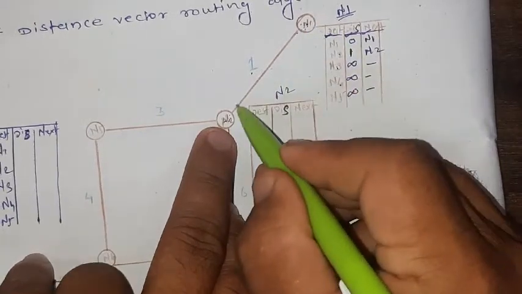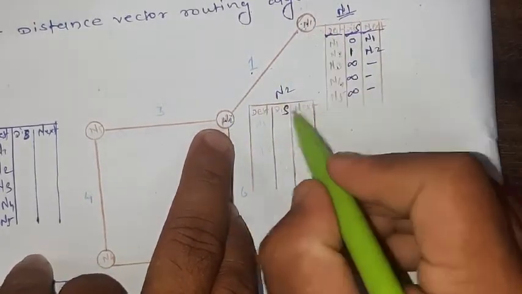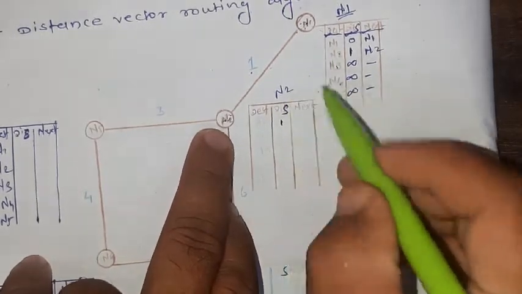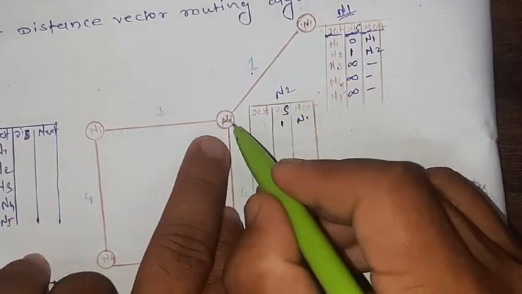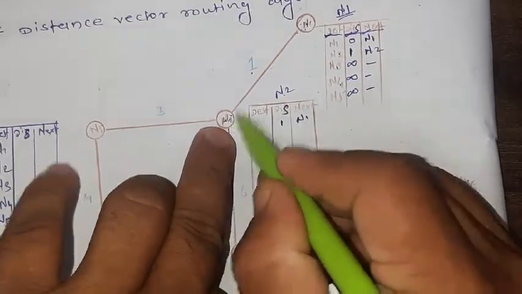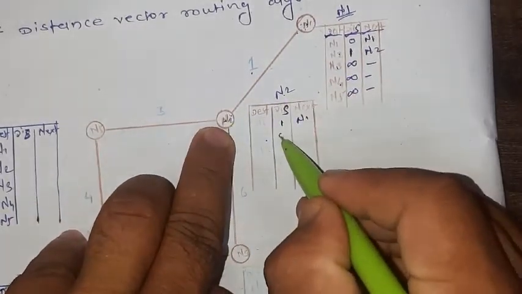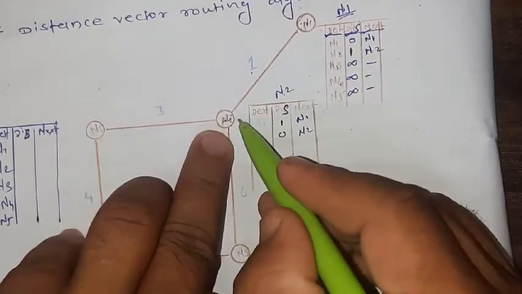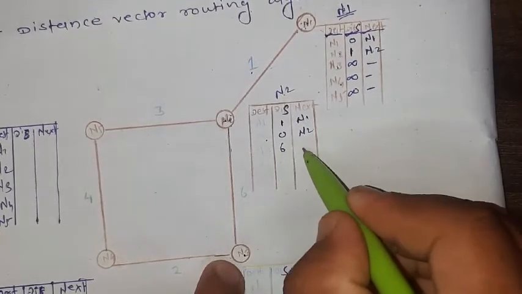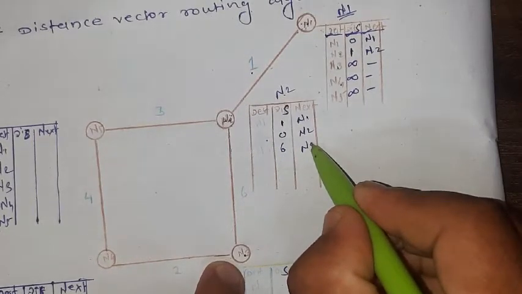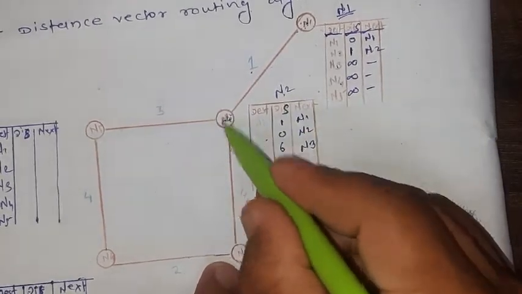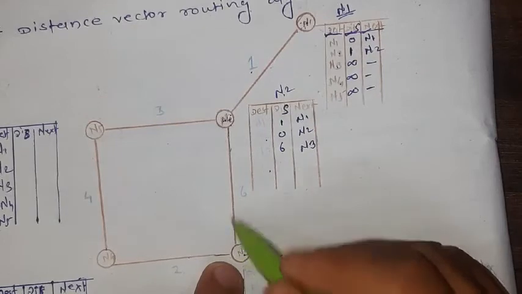So the next is the n2 table. n2 to n1, we know the value of n1 to n2 is 1. So n2 to n1 is the same, that is 1, and we reach at n1. Then n2 to n2 is 0, and we are reaching at n2. Then n2 to n3, the cost is 6, and the next node is n3.